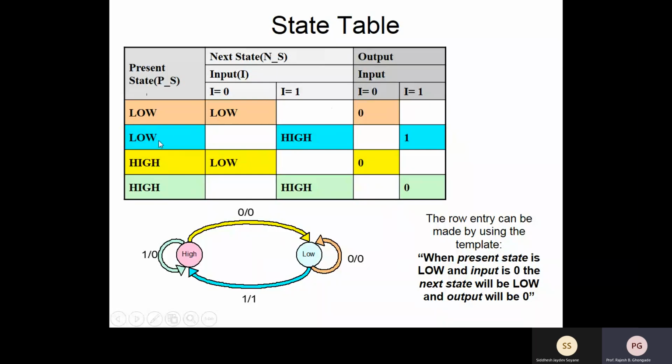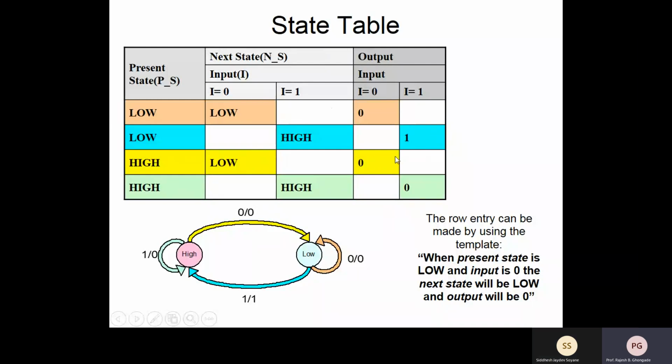In the second row, the present state is low, but now the input has asserted to 1. What should be the next state? High state, so put an arrow like this. When the present state is low and input is 1, the next state is high. At the same time, what should be the output? It should be 1. So I'm writing 1 over here in this table.